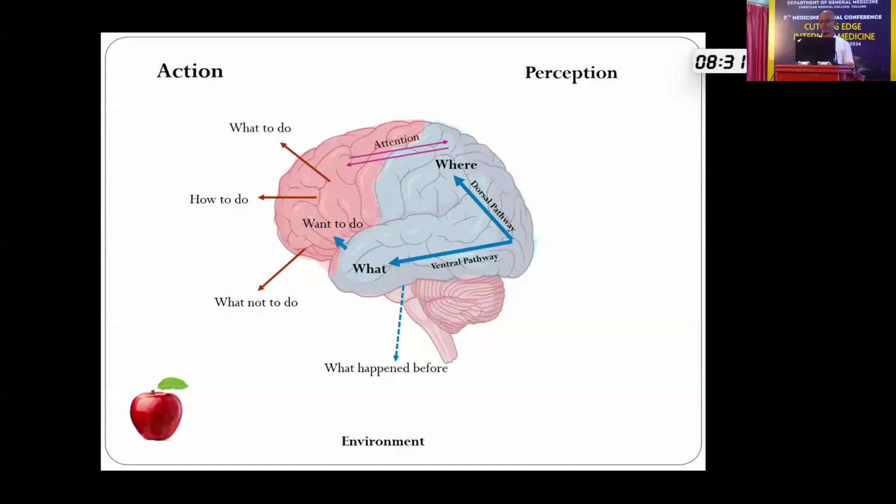So if you look at the frontal lobe, there are only three parts: medial, lateral, and inferior. The medial part tells you wanting to do, the lateral part tells you how to do it, and the inferior part tells you what not to do.